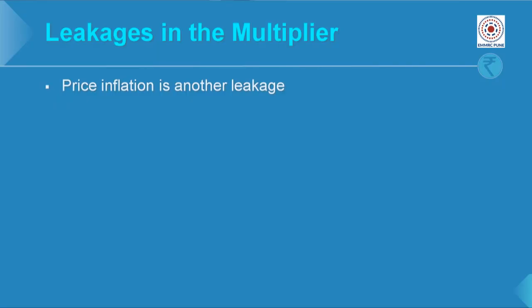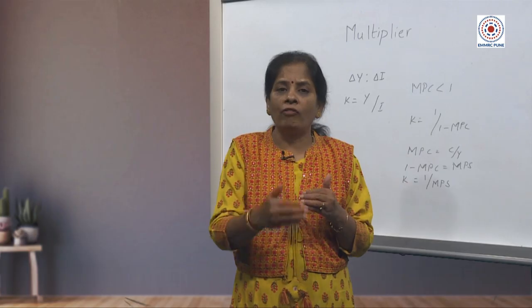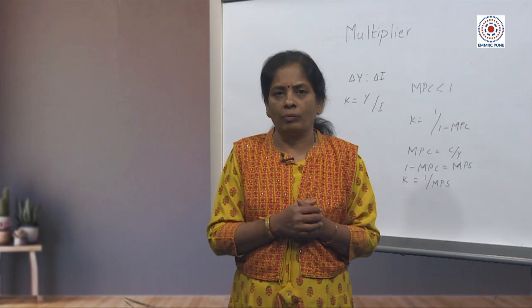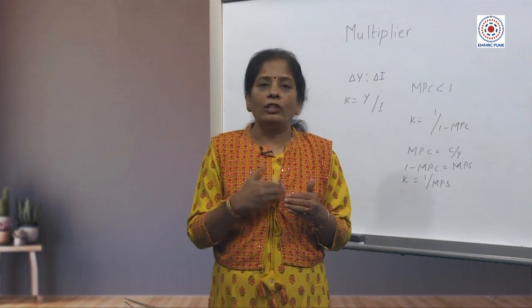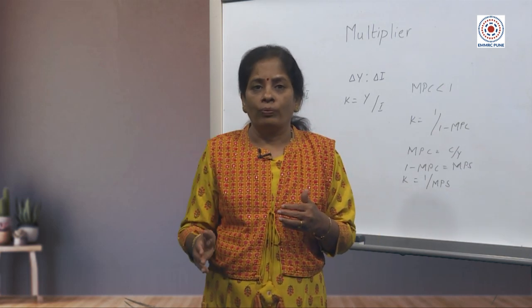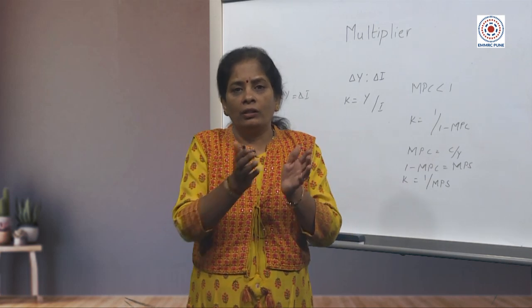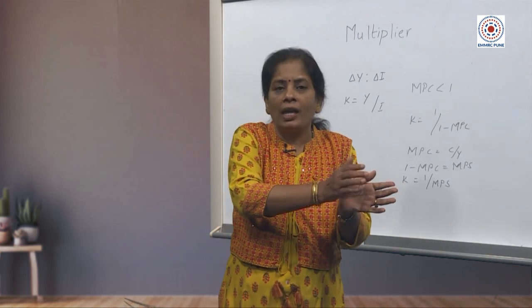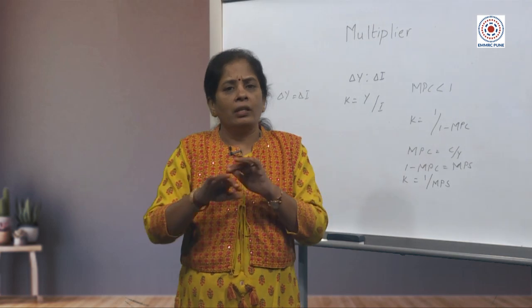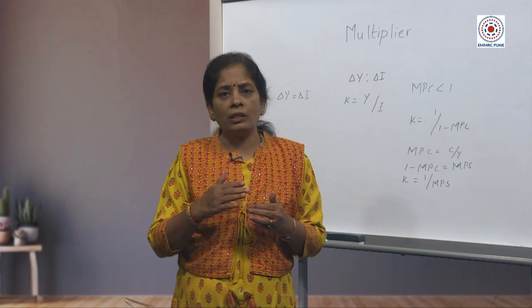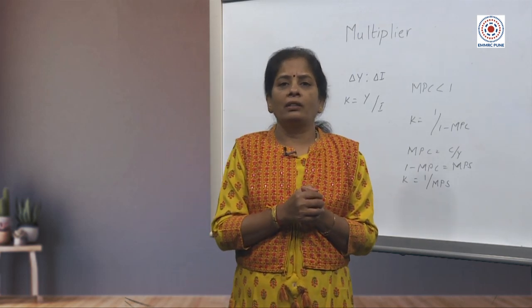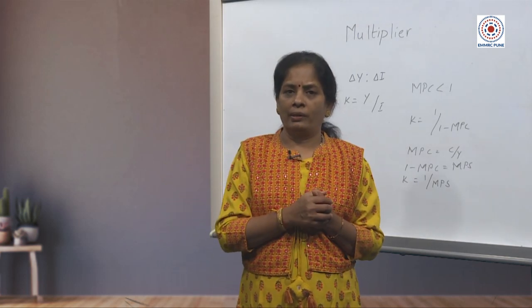Price inflation is another leakage, as increased money spending on consumption may fail to increase the real consumption. In a situation of price inflation, the real value of multiplier goes down. The relation between the purchasing power of the consumers and the real income is not properly maintained. Price inflation reduces the purchasing power, affecting the consumption level adversely.